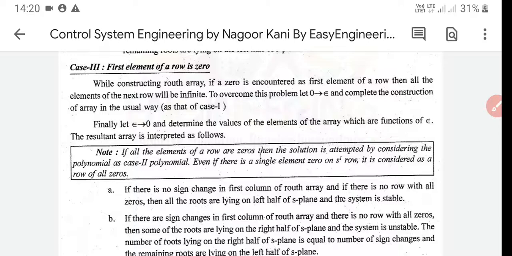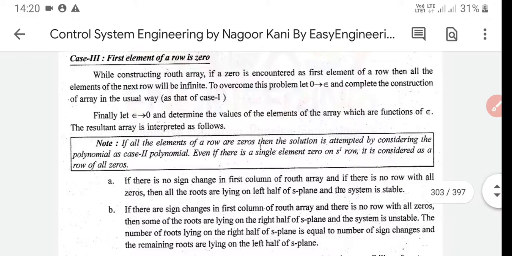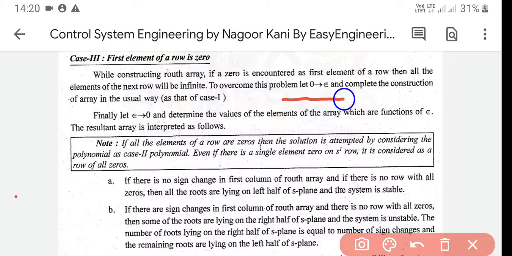To overcome this problem, you replace the 0 element with an epsilon and complete the construction of the Routh array in the usual way, as in case 1. Remember, students, what we are doing: if you obtain a 0 as the first element in any row, you replace that 0 with an epsilon, and after replacing it, you continue the process in the usual way.